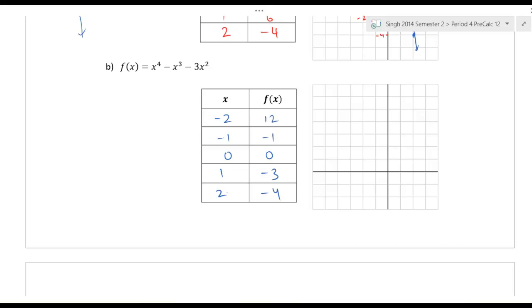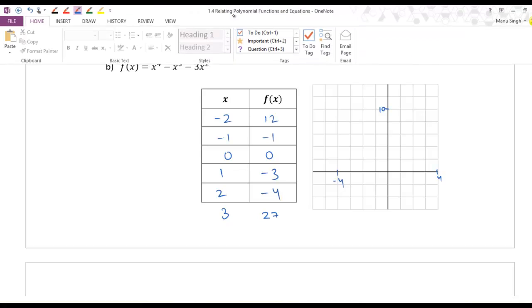In this case, I will need one more point on the positive side just to complete the shape of the graph: (3, 27). And you'll see in a moment why I need that. I'll set up my scale primarily based on these numbers here, because that's what my graph is going to be focused on. I'm going up by 2s on the y-axis: 2, 4, 6, 8, 10. And on the x-axis 1, 2, 3, 4, and -1, -2, -3, -4. So now I know my scale is up by 2s and up by 1s along the x-axis. Let's graph the points.